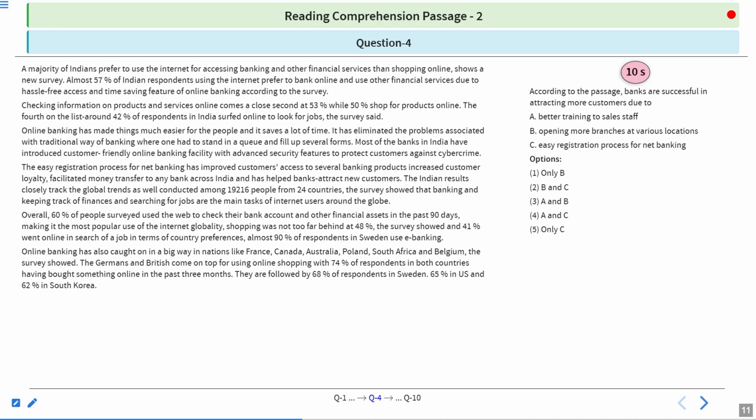The same passage. According to the passage, banks are successful in attracting more customers due to A. Better training to sales staff. B. Opening more branches at various locations. C. Easy registration process for net banking. Options are given below. Option 1 is only B. Option 2 is B and C. Option 3 is A and B. Option 4 is A and C. And option 5 is only C. You have 10 seconds to choose accordingly, and your time starts now.